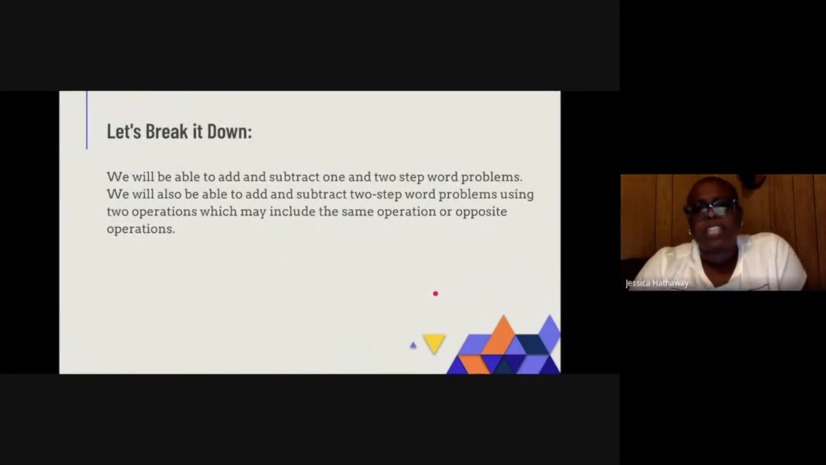We will be able to add and subtract one and two-step word problems. We will also be able to add and subtract two-step word problems using two operations, which may include the same operation or opposite operation.